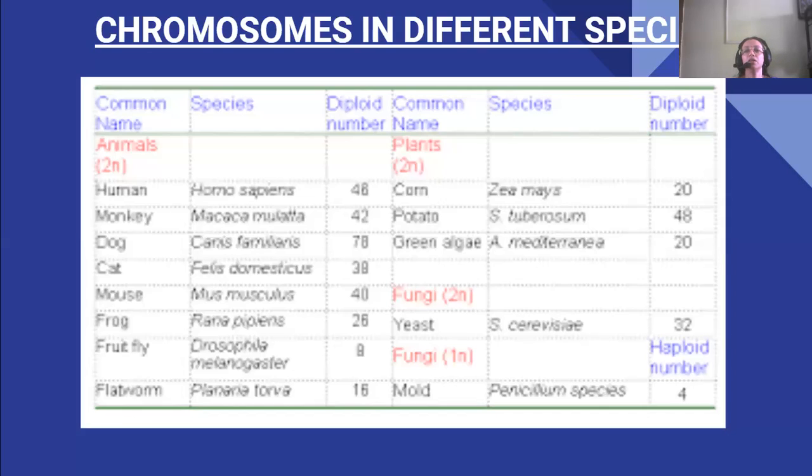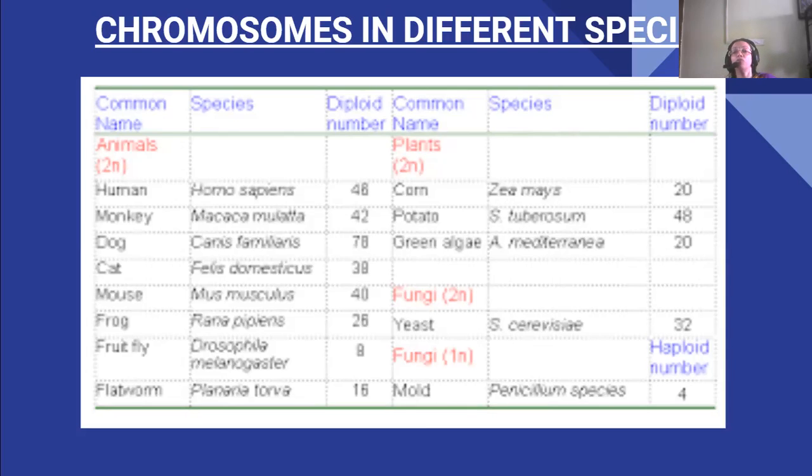This is also a representation of common species with their number of chromosomes: humans 46, monkey 42, dog 78, cat 38, mouse 40, frog 26, fruit fly 88, flatworm 16, and plants like corn. Some of the plants you can also see: corn has 20, potato has 40, green algae has 20, yeast has 32, and the mold has a haploid number of chromosomes, that is 4.